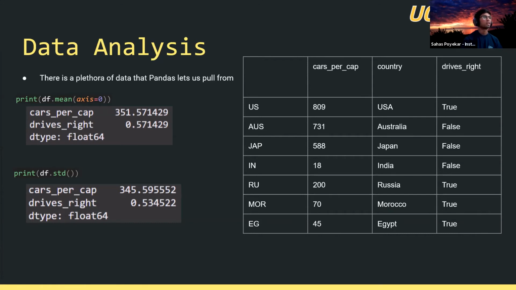And right now, you would expect that we would only be able to get the mean for cars per cap because that's the only one that actually has numbers. But actually, drives_right also gives us a mean. Does anyone know why we're getting a mean value for drives_right, even though we're only storing trues or falses? Anyone in the chat?